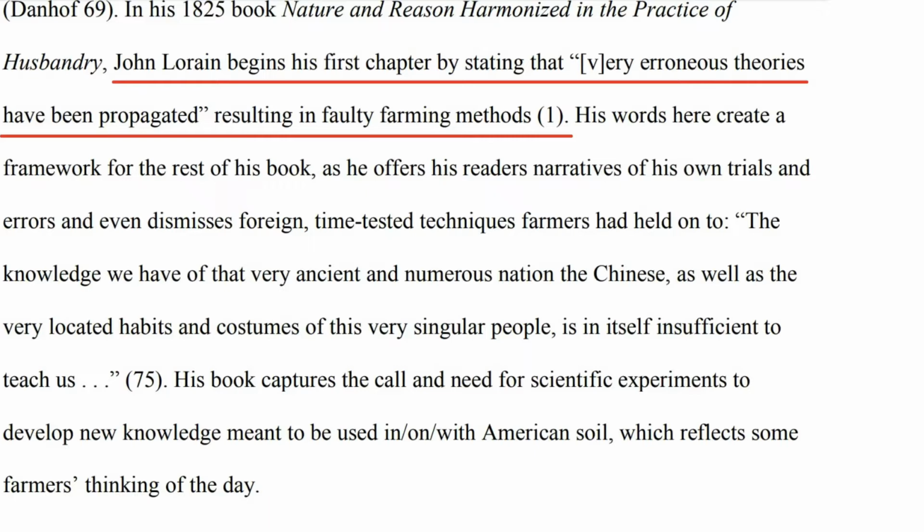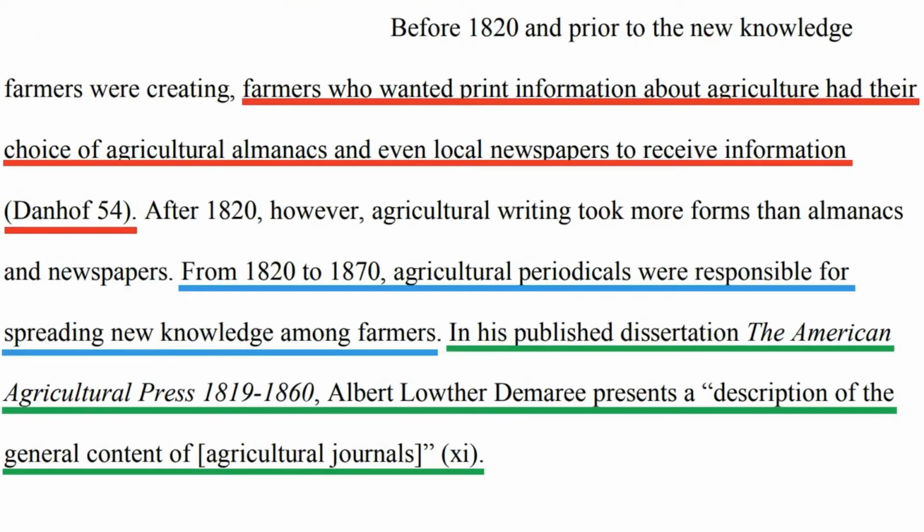Great. Let's go on to the next one. Okay, so we've got a couple of sources here. One, we've got farmers who wanted print information about agriculture, had their choice of agricultural almanacs and even local newspapers to receive information. Open parentheses, author's last name, Danhof, page number 54, close parenthesis, punctuation.